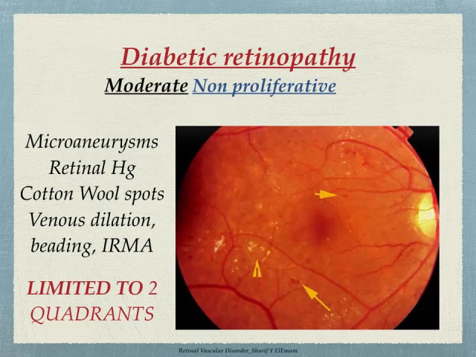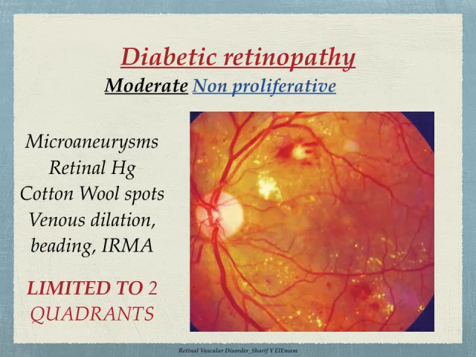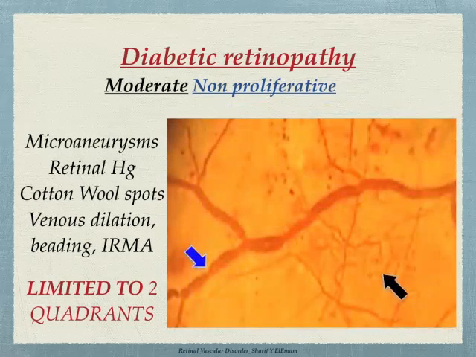Further changes in the retina can change the classification from mild to moderate, with the presence of retinal hemorrhage, cotton wool spots, venous dilation, beading of the blood vessels or the veins of the retina, and even the occurrence of IRMAs or intraretinal microangiopathies that are limited to two quadrants of the retina. If we divide the retina into four quadrants, then if the changes are limited to only two quadrants, this is called moderate non-proliferative diabetic retinopathy. However, if they involve more than that, they are called severe.